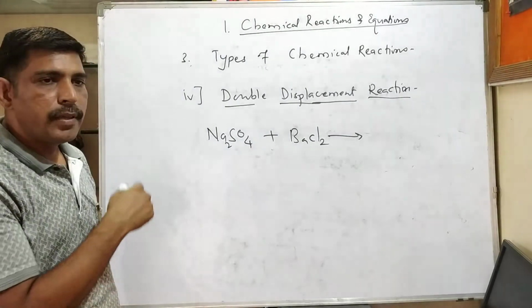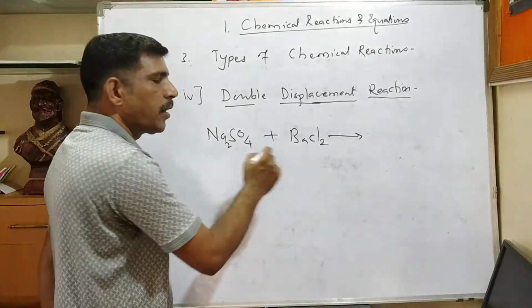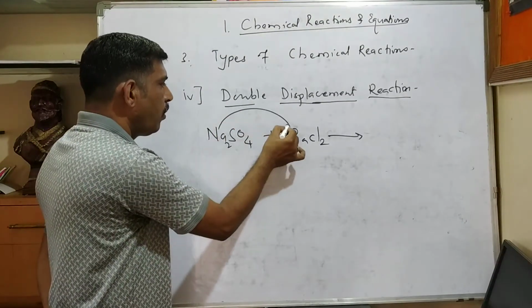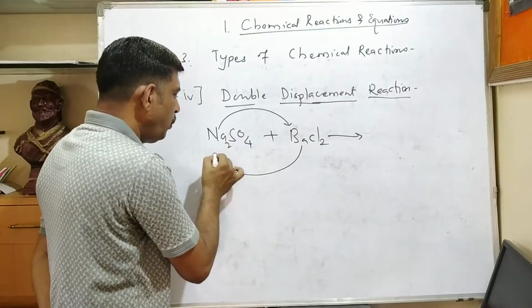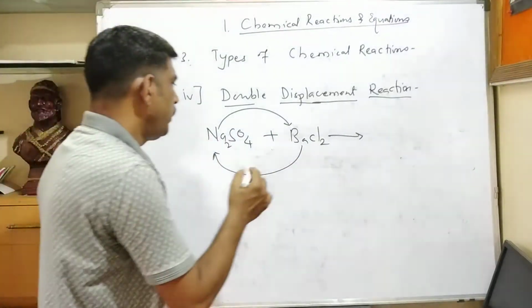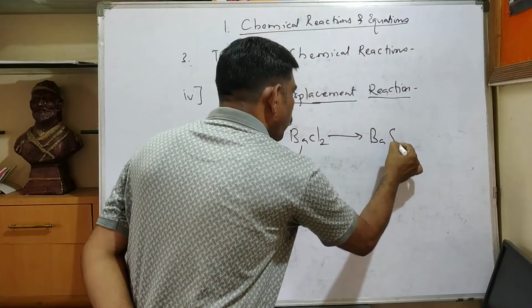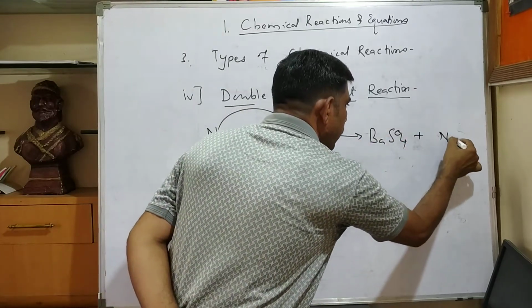Then the double displacement reaction takes place between these two chemical compounds. The sodium will go to the place of Ba, and Ba will go here. Then our products will be BaSO4, barium sulfate, and NaCl.